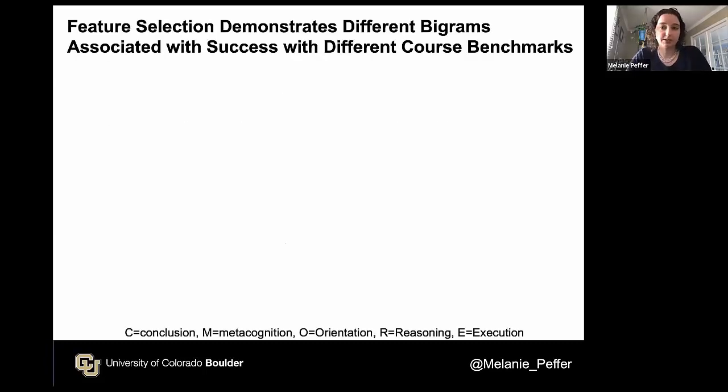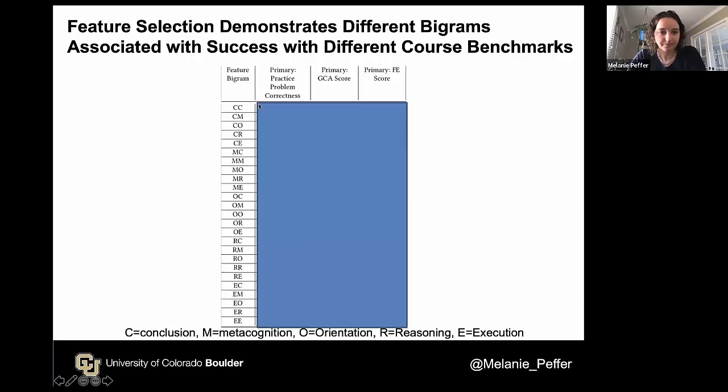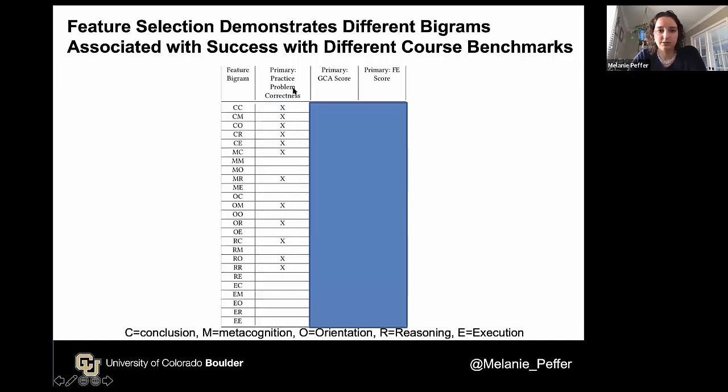So the next thing we wanted to do is ask, what do these bigrams have to do with these course outcomes? So again, those course outcomes are referring to: did they get the problem correct? How did they do at the end of the semester in the GCA? How did they do at the end of the semester on their final exam? So again, here are our features and our outcomes. And the X's you'll see will indicate if these bigrams are a principal component at predicting each of these outcomes.